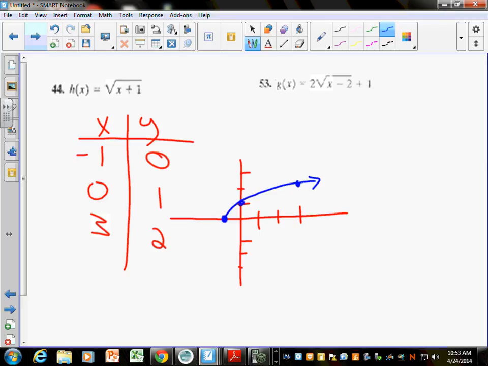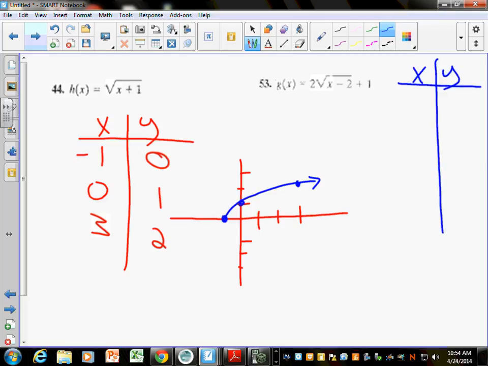So then 53, I picked a little harder one where there's more stuff to do. But I can tell you by looking at this, I know the minus 2 underneath there means it's moved to the right 2. The plus 1 on the outside means it's moved up 1. The 2 in the front means it's stretched. Definitely, I would still make an XY chart, but use your transformations to help you.